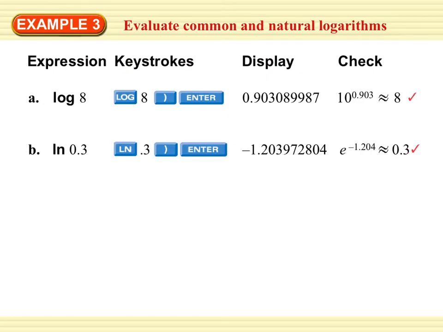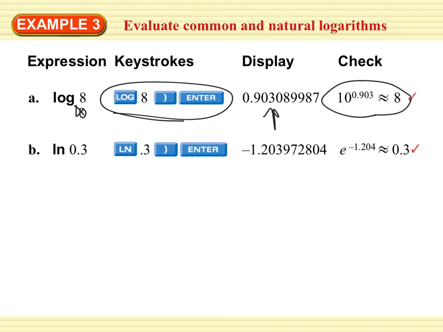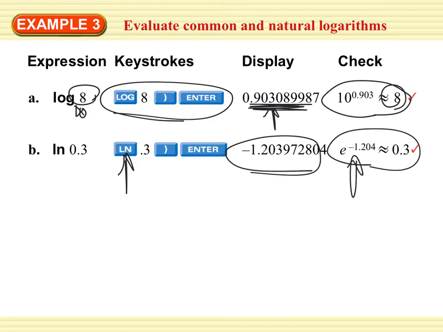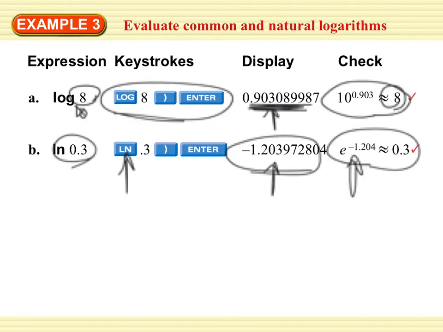So we can do this with our calculator. If you want to take the log of 8, note it is base 10, but we don't have to write that. We can use our calculator and get our display. And then we can check it, which is pretty cool. Just do 10 raised to this number, and it should come back to the beginning. And then the natural log of 0.3, we've got that button, which gives us this, and we can check it by doing e raised to the answer and making sure we get to the original problem.